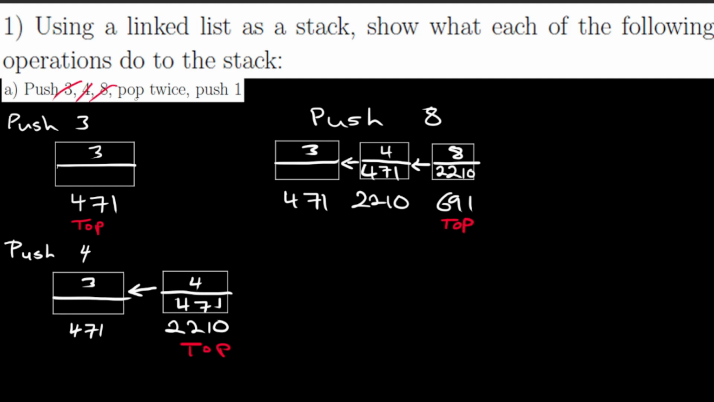Now we need to pop twice. So let's do one pop. So the first thing we need to do is put the top to where it was previously, right? So we move the label of the top down to the second part of the stack because that's going to be our new top. And then we're going to get rid of this 2210, this memory storage pointer, that will dissolve this arrow, and then, well, we can do whatever we want with this data, but it's not going to be there anymore, right?